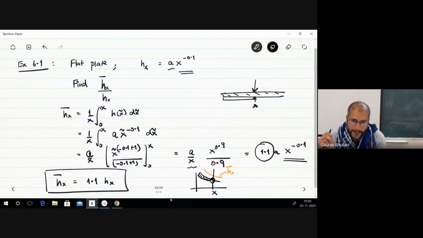Okay. Is that clear? Okay, so these ideas, when you solve problems, will help you to check if you've made a gross mistake in the calculation. So if you see that your Hx bar value is coming out to be less than Hx, then something's wrong, because you know that H goes down with x, so then Hx bar has to be definitely more than the local H value.